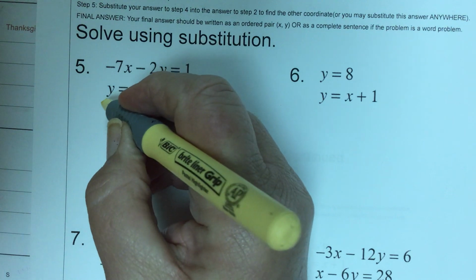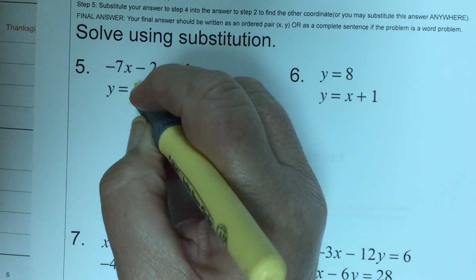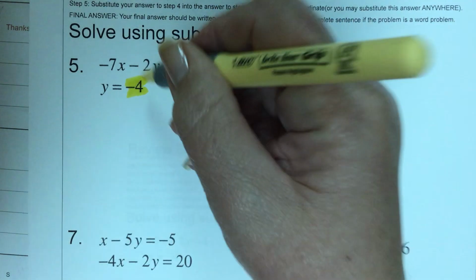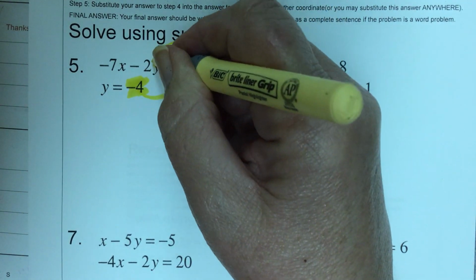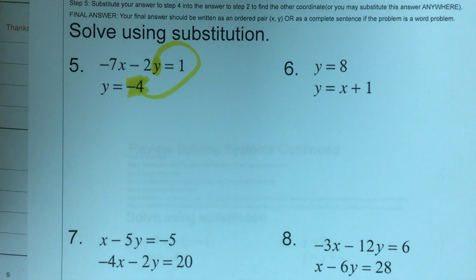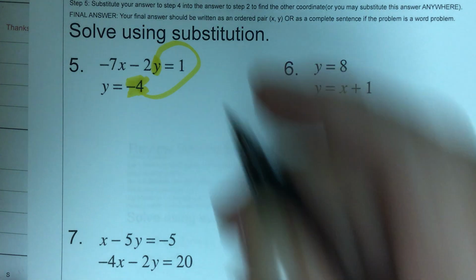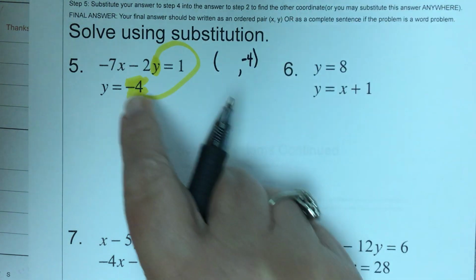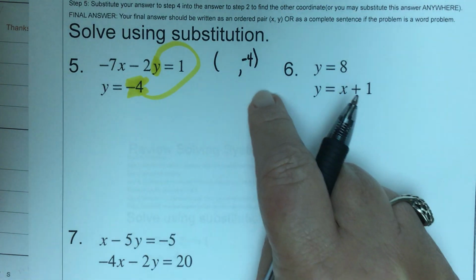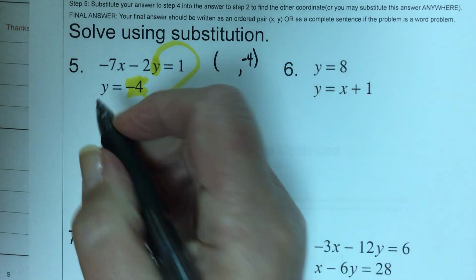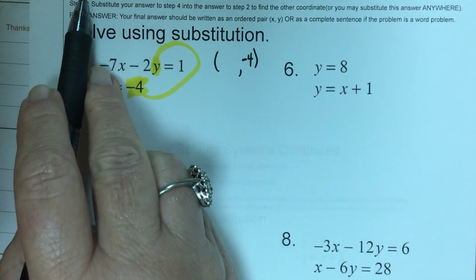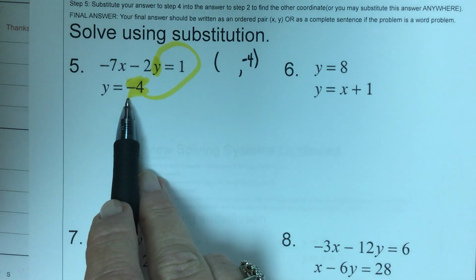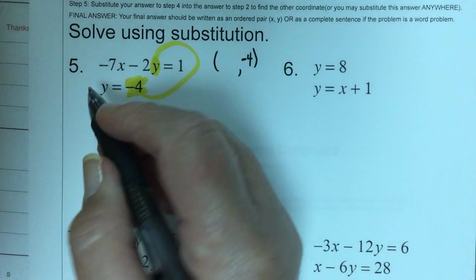I have a variable alone. I have y equals -4. So what I'm going to do is I'm going to take that -4 and I'm going to substitute it in for y. Now I can also go ahead and put -4 here because it says y is -4. So I know y is -4. And now I'm going to skip down to step 3, substitute the expression, or in this case the number, into one of the other equations.